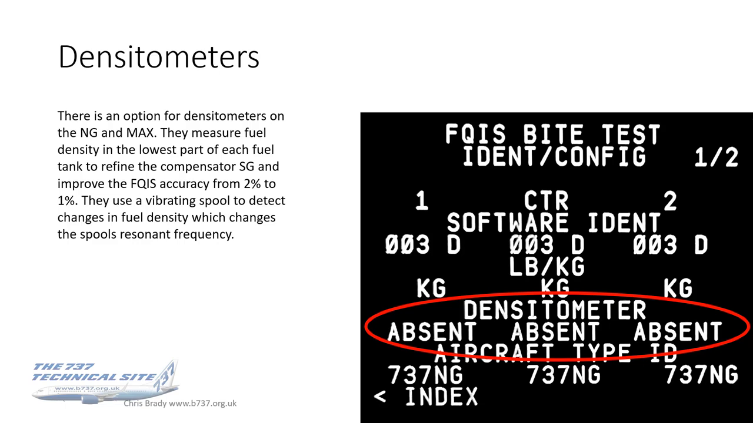But what they do is they refine the SG of the compensator, and they use a vibrating spool to detect changes in the density by exciting it, and then a difference in the fuel density will change the resonant frequency of that spool. It's incredibly accurate, and it improves the accuracy of the gauges to 1% from a standard 2% on the NGs.